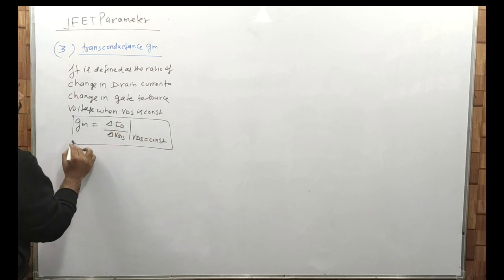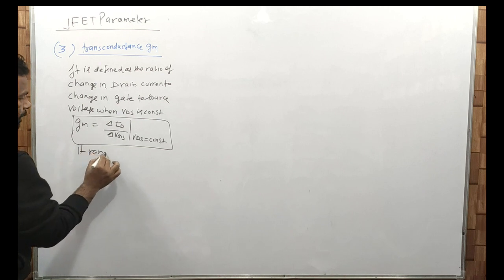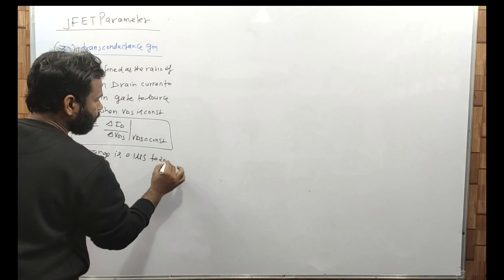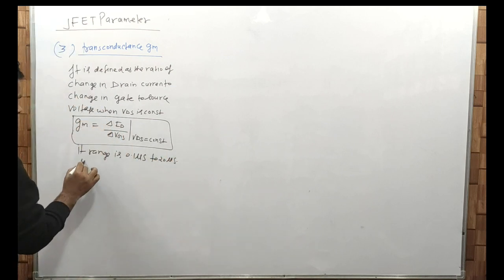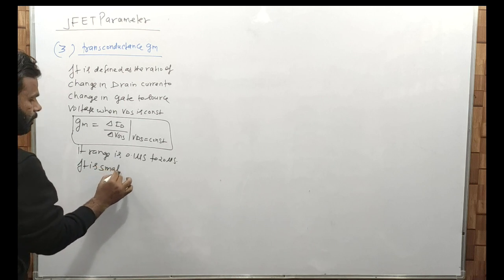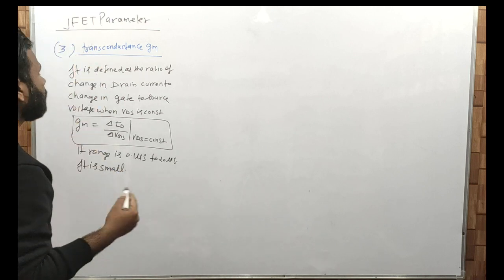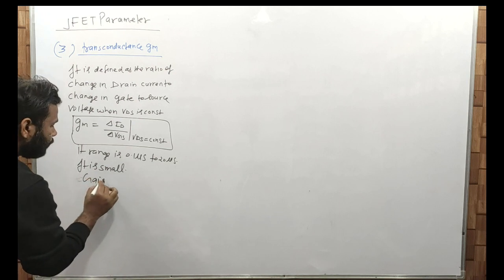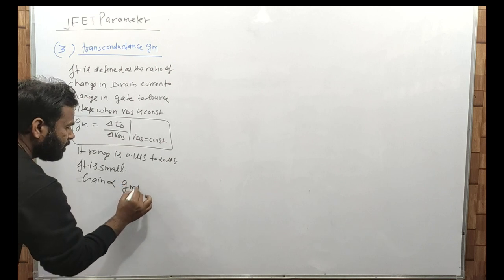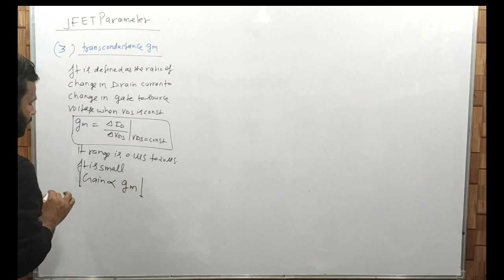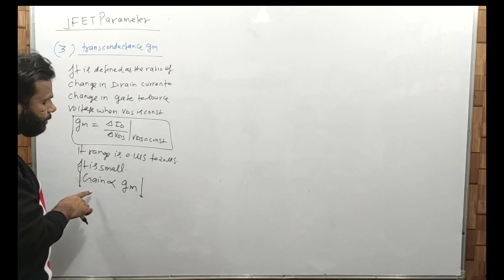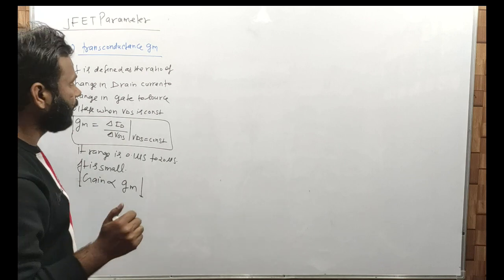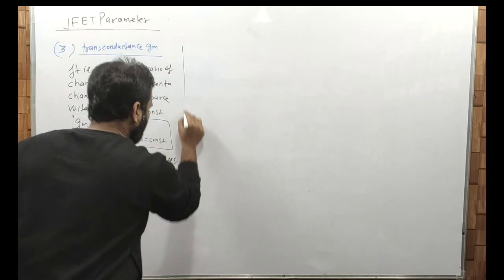Now its range is 0.1 microsiemens to 20 microsiemens, so it is small. Now in case of JFET, the gain is directly proportional to this transconductance. Now transconductance is low, that's why the gain of the FET is also low, and the only parameter that can affect the gain of the FET amplifier is called transconductance. Clear है यहाँ तक? Now अगर मैं इसके proof की बात करता हूँ, then we have a proof.